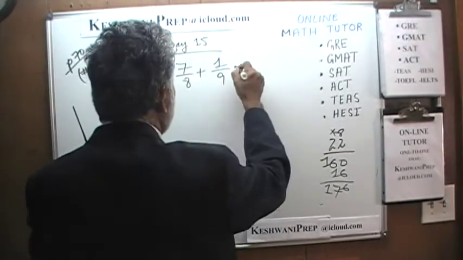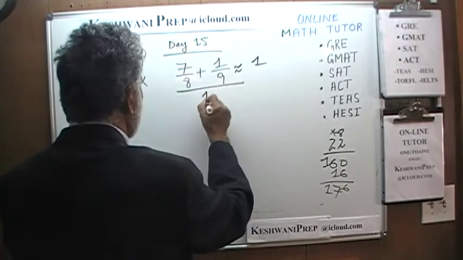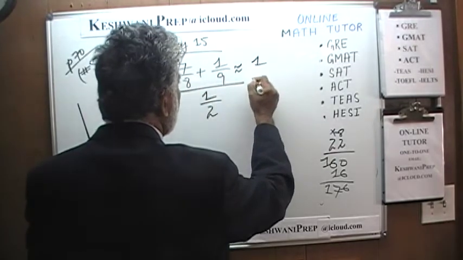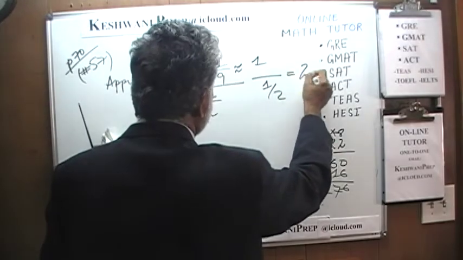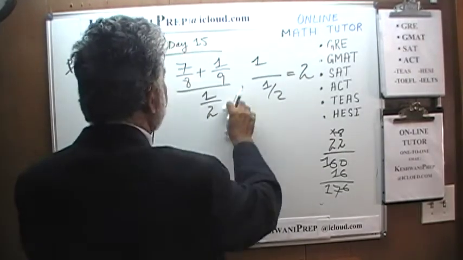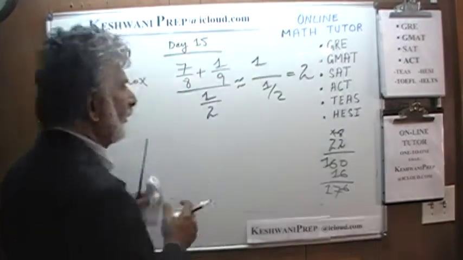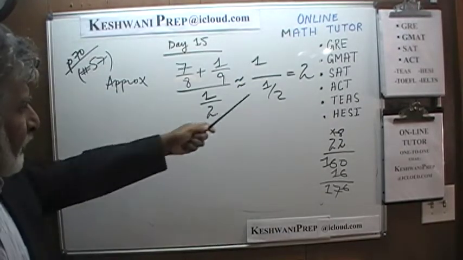So that boils down to 1. The top quantity is approximately 1. And then we have over 2. So 1 over half, that boils down to 2. That's it. That quantity is approximately equal to 2.